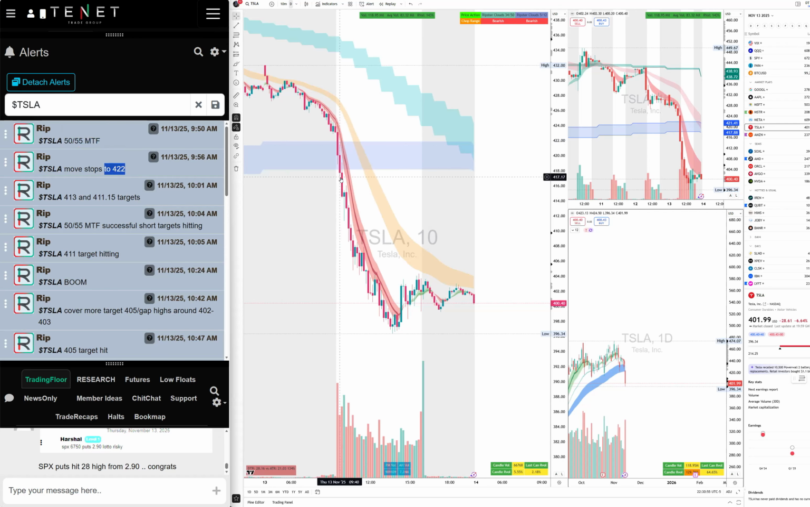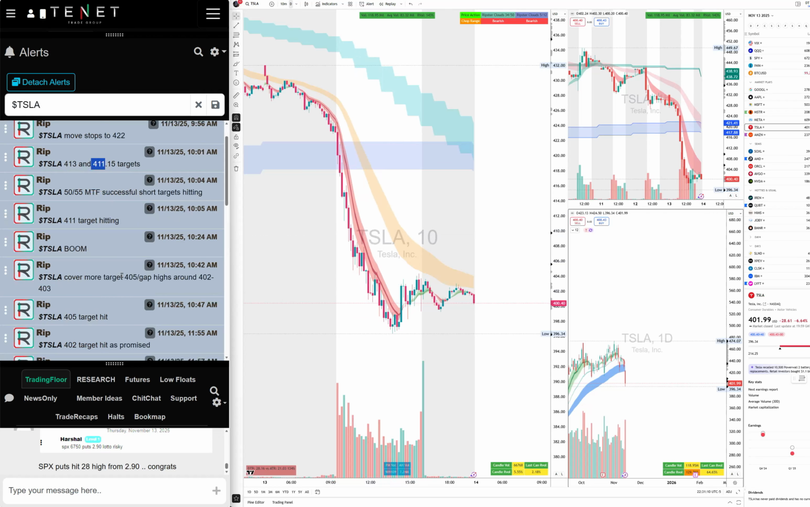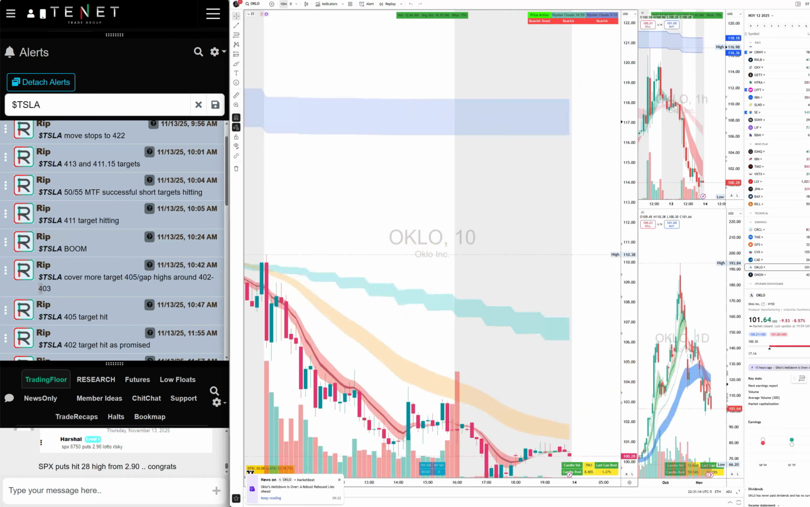So if it bounces, right now it's a $4 stop if you're shorting it here, although you can keep a smaller stop as well. The targets I gave were 413 and 411, and you see we hit the 413 and then we also hit the 411 as well. The next targets I gave were 405 and 402. So why did I give these targets? Let's take a look here.